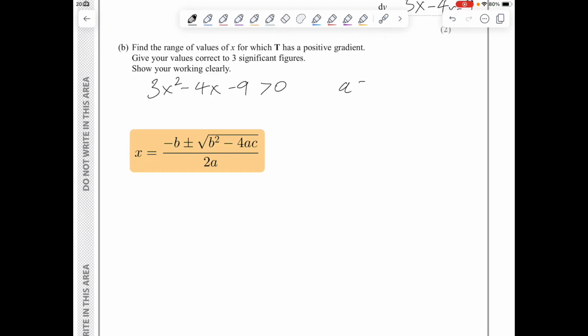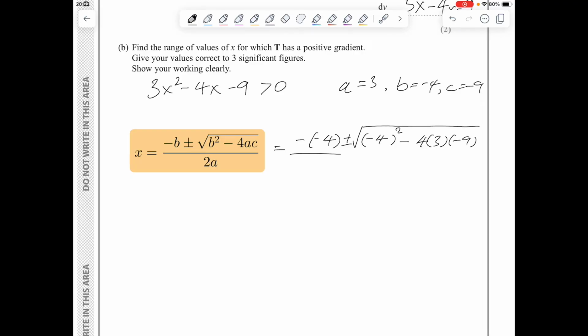Now a is equal to 3, b is equal to minus 4, and c is equal to minus 9. Let's substitute those values. So minus minus 4 plus or minus the square root of (minus 4) squared minus 4 times 3 times minus 9, all over 2a, therefore 2 times 3. I'll put this on the calculator. I'm going to do it step by step.